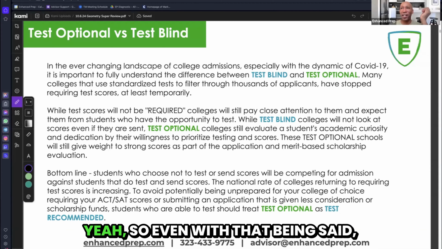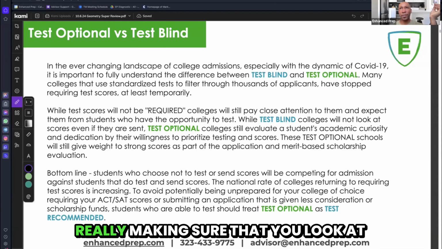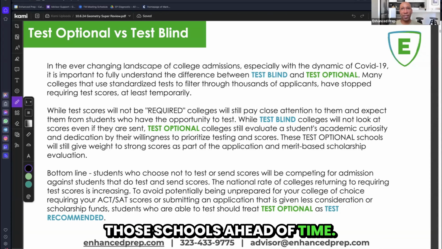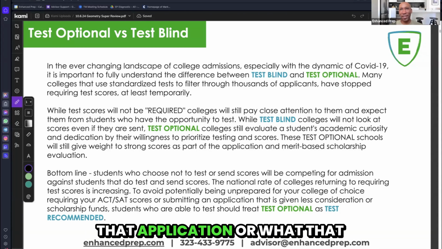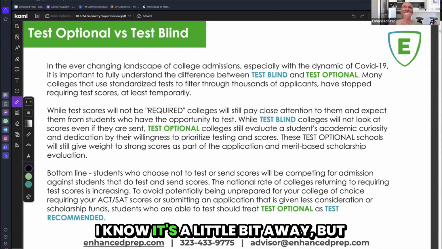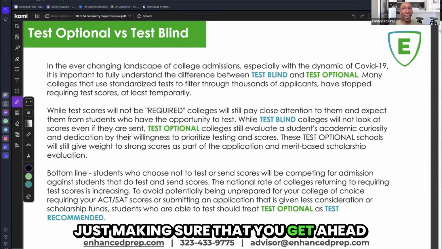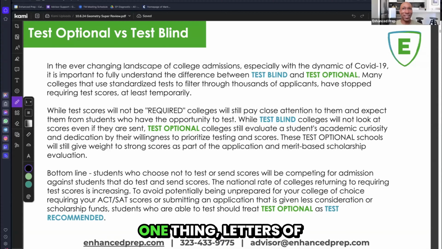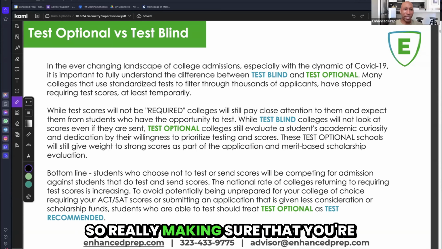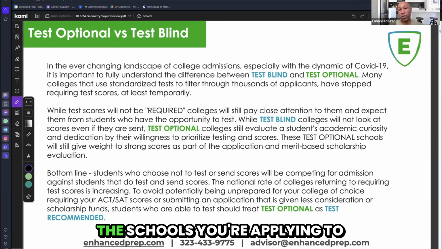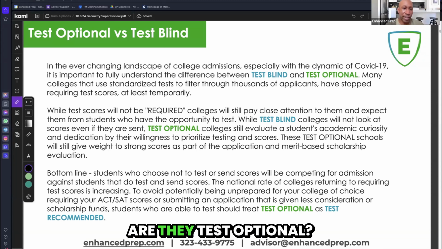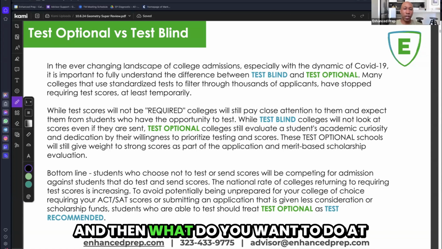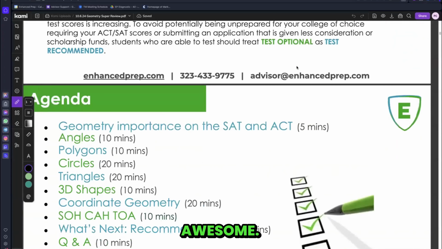Yeah, for sure. Even with that being said, one of the big things is really making sure that you look at those schools ahead of time. You want to already start thinking about that application and what the process is. I know it's a little bit away, but get ahead of it, because some students wait until the last moment, but early decision is one thing, letters of recommendation are another. There's a long process. So really make sure you're figuring out what the schools you're applying to want. Are they test optional? Are they test blind? And then what do you want to do with that?